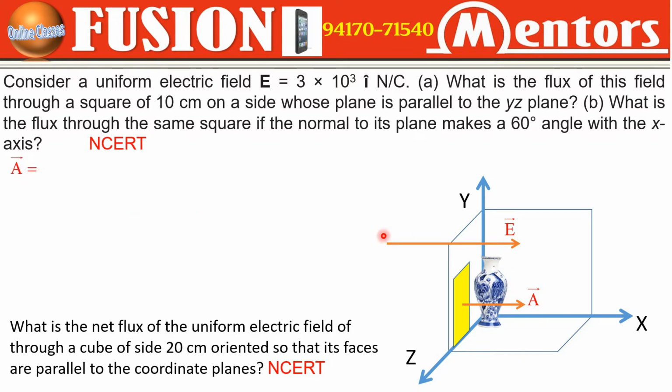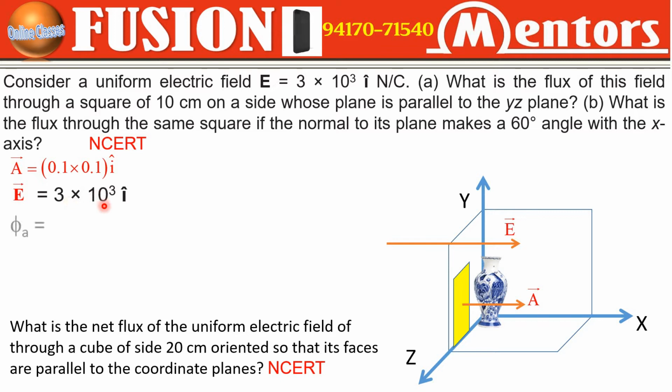So area pointing along x-axis means you have to write first its magnitude. 10 centimeter means 0.1 meter. Square means side square is equal to area. This is magnitude of area. Direction of area is i cap. So we have written area. Electric field is already given in SI units. So we have written both area vector and electric field vector in SI units.